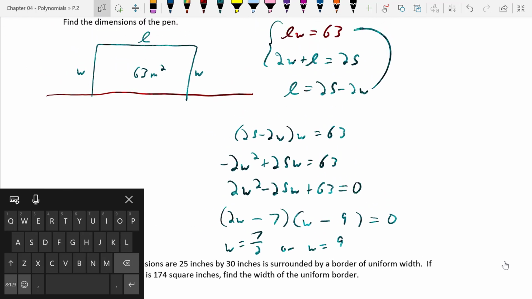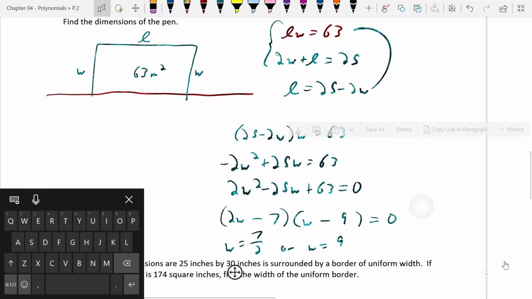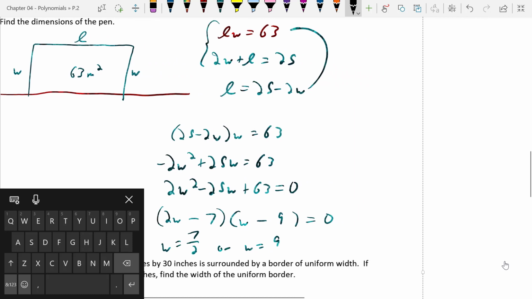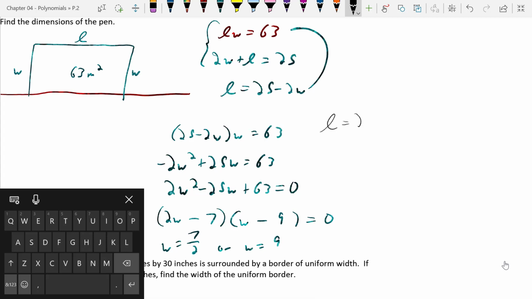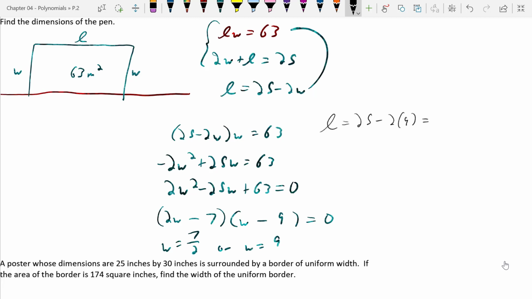Okay, so let's come back up here. If w is equal to 9, I want to solve for L in both cases to figure out which of these it actually is. So L is equal to 25 minus 2 times w. So 25 minus 2 times 9, if w is 9, L is 7. Well, that would make the length shorter than the width. So that one's out.